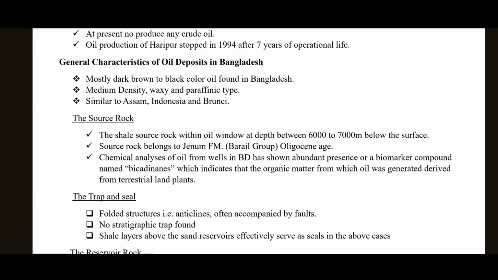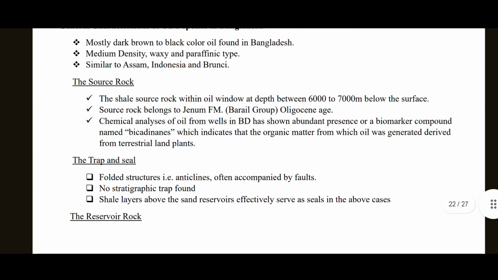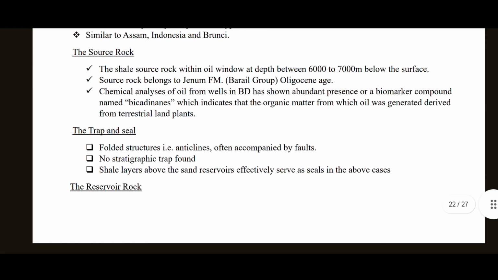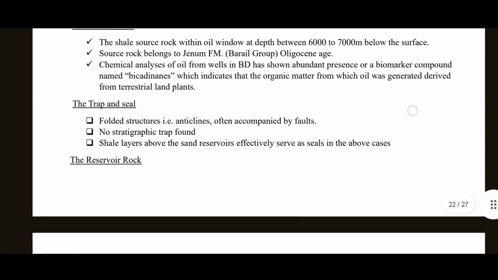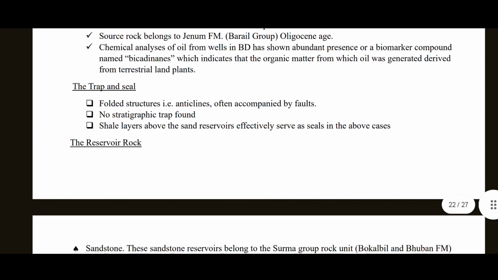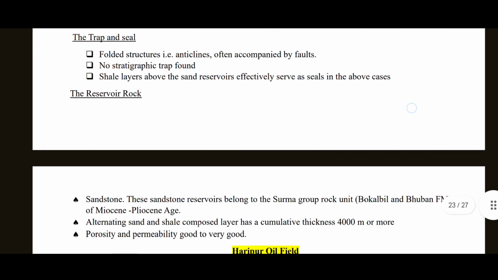Chemical analysis of the oils has shown an abundant presence of a biomarker compound called bicadinane. The trap of this oil is a folded structure, which is anticlinal. No stratigraphic trap is found here, and a shale layer lies effectively above the reservoir, so it is sealed by shale.